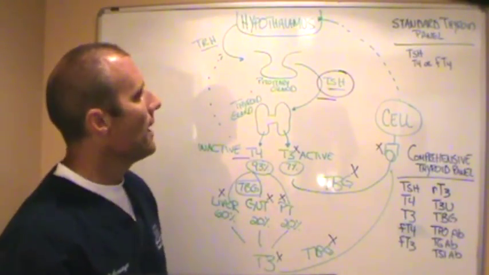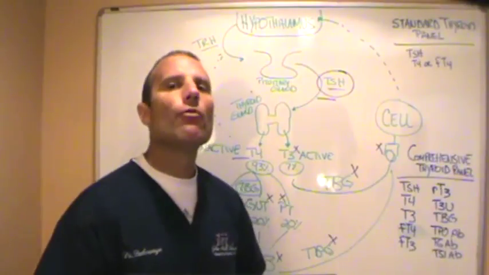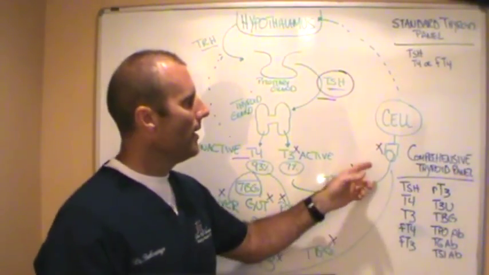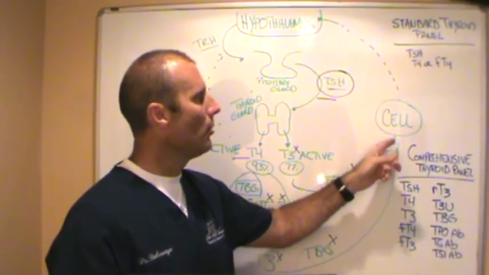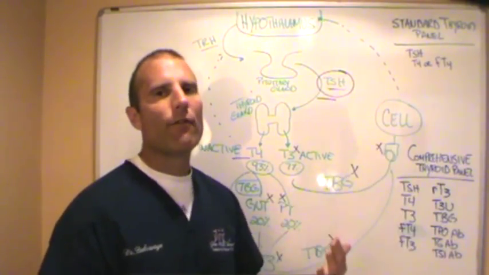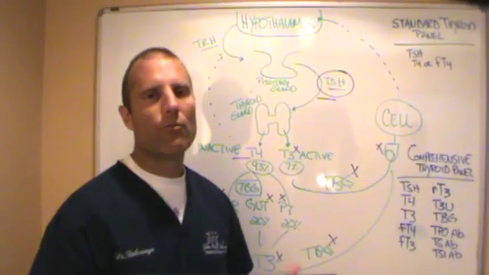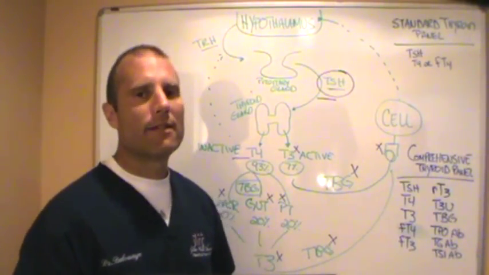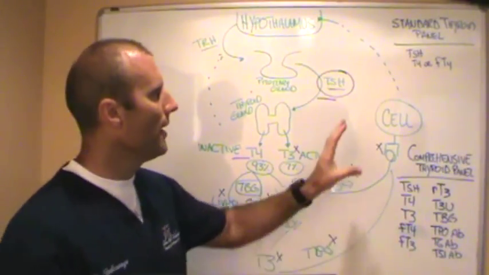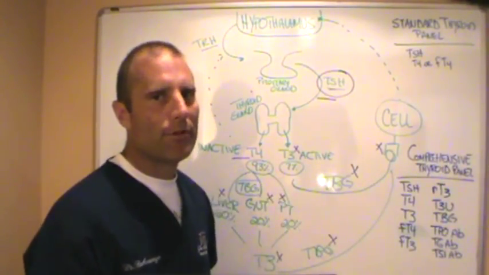So, we said that every cell in the body has a thyroid receptor on it. And it is when free T3 binds to that receptor and is pulled into the cell that thyroid hormone then helps establish and run our metabolism. We talked about thyroid hormone being like the accelerator pedal. The more thyroid hormone you get into the cell, the faster our metabolism runs.